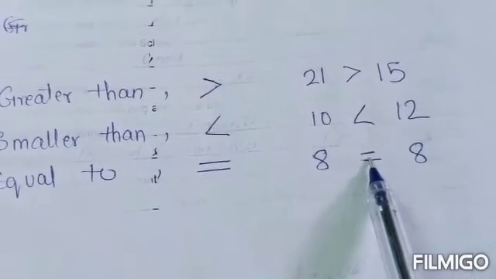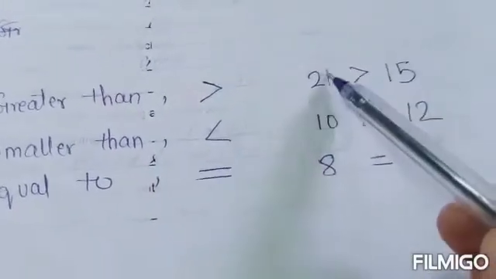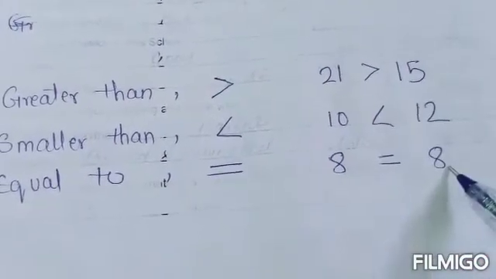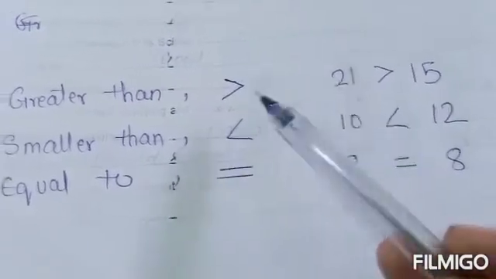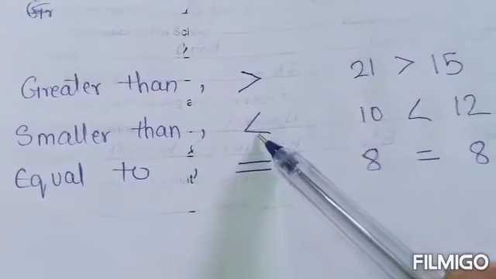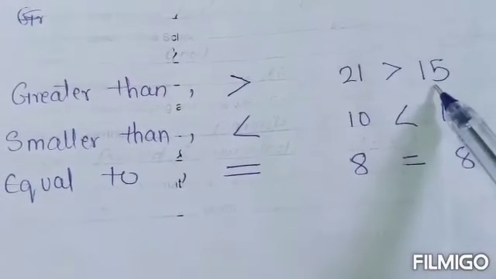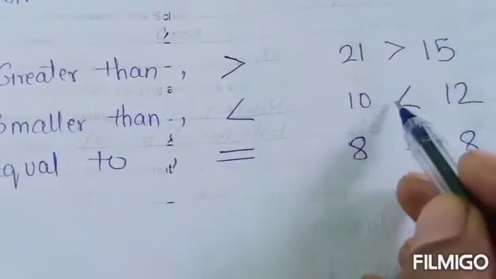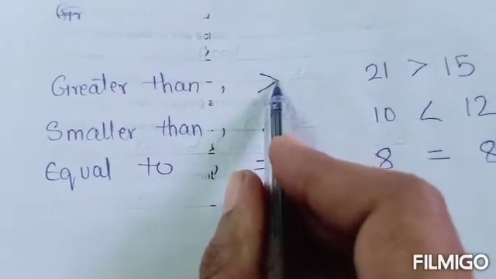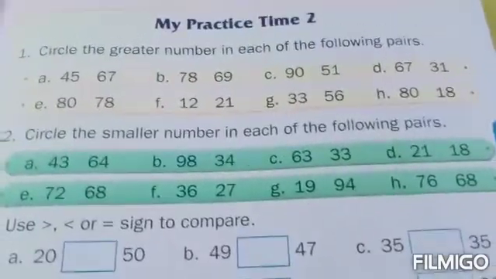Okay students, one more easy way I want to tell you: just keep in mind that you always compare the first number with the second number given to you. So if the first number is big, you have to put the greater than sign. If the first number is small, you have to put the less than sign. And always keep in mind that whichever number is smaller, the point of the sign always comes on the smaller number. So look at the example questions given to us.